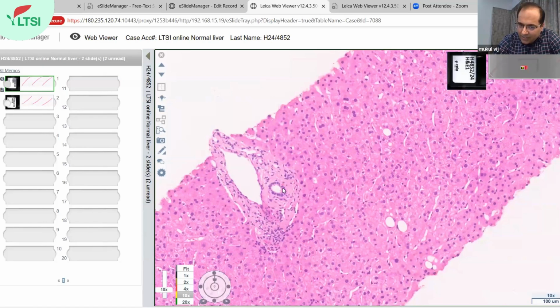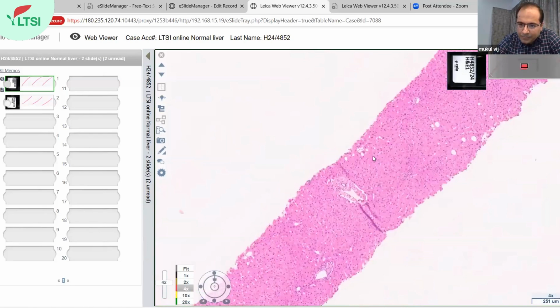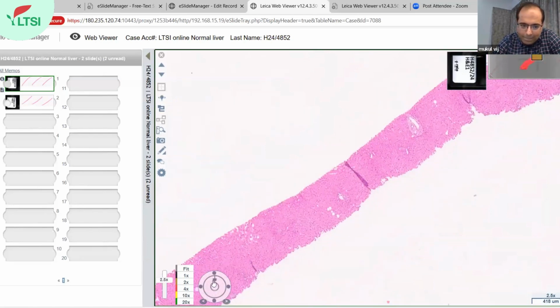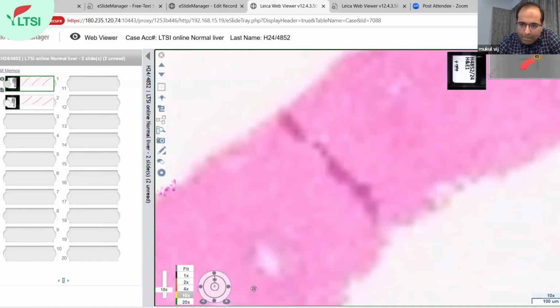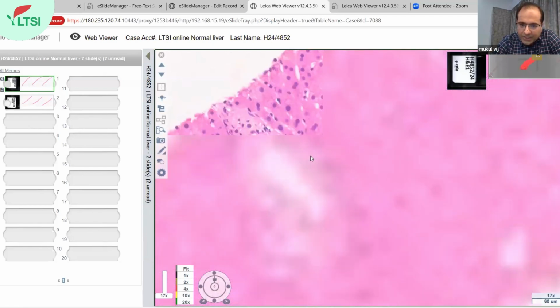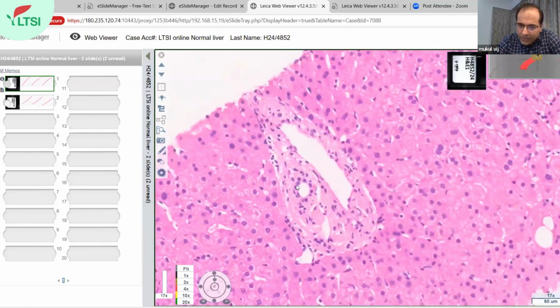You have a duct here. This very regular round structure is lined by cuboidal cells, and there is an arteriole here. I'll show you a better arteriole again. Here you can see a portal vein, a duct, and an arteriole, because most of the time there are three structures. That's why it is named the portal triad.